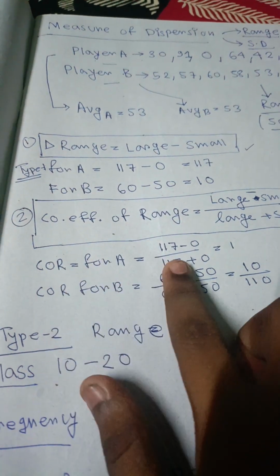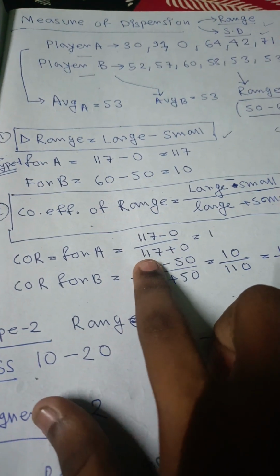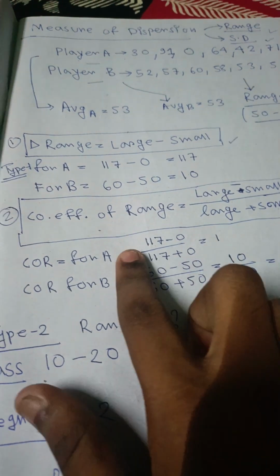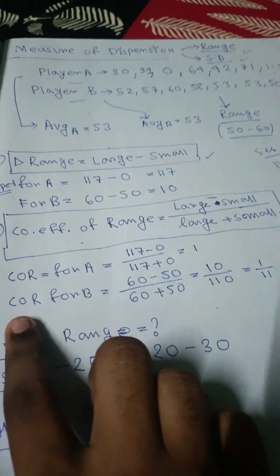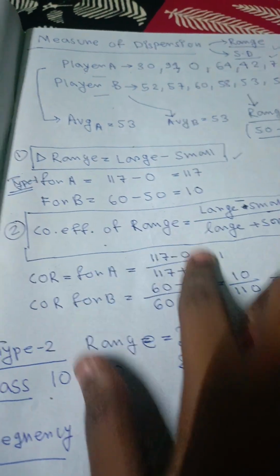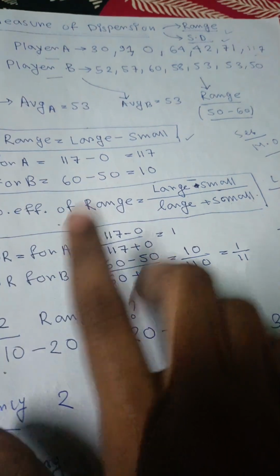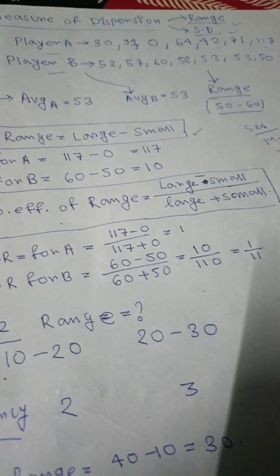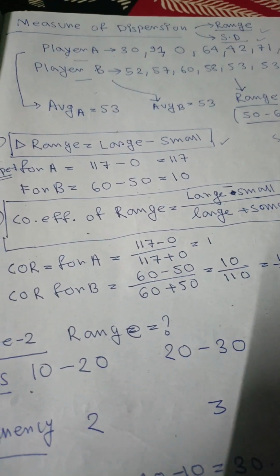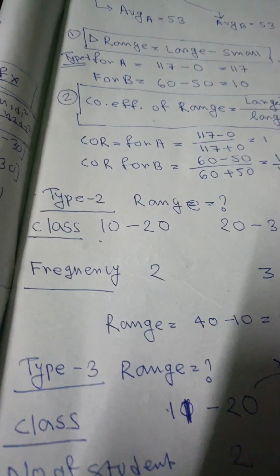Coefficient of range for A is, that is the range, 177 divided by 177 plus 0, that is 1. And here, if we add both, large plus small would be 110 and large minus small would be 10. So it would be 1 divided by 11. So type 1 problems are done.